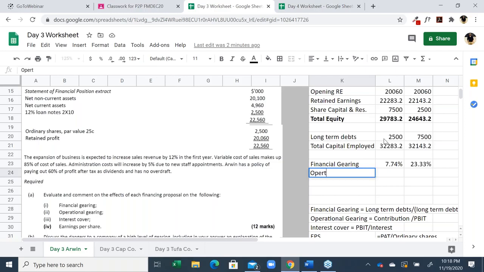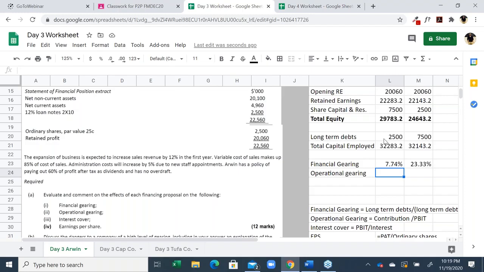Now comes operating gearing, operational gearing, which shows your business risk. And business risk usually arises because of fixed costs. Because if your sales volume goes down, it will also reduce your variable cost. But your fixed cost will stay the same, and we may have a chance of incurring a loss. So business risk is usually because of fixed costs.